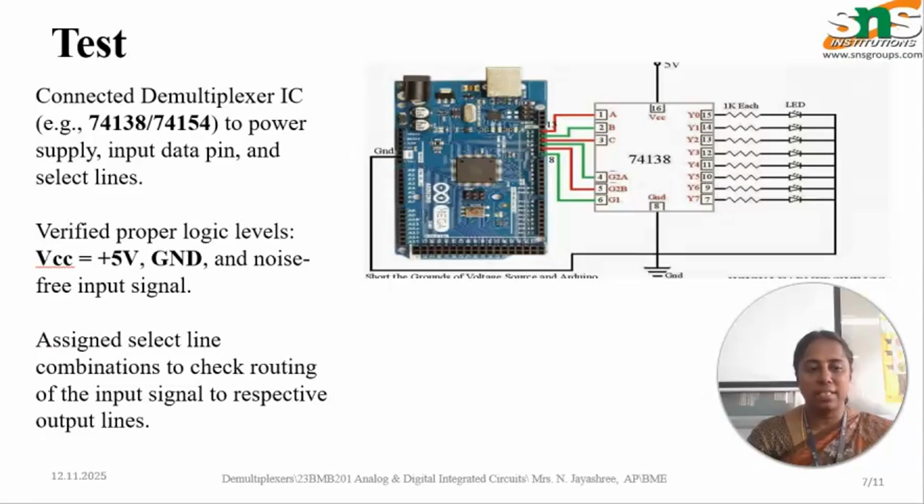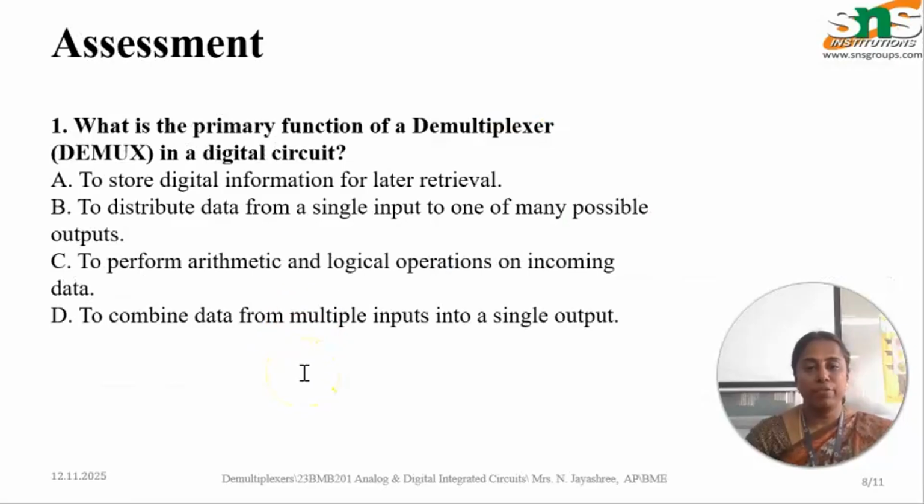So next let us see the assessment. What is the primary function of the demultiplexer in a digital circuit? There are 4 options. Number 1, to store digital information for later retrieval; to distribute data from a single input to one of many possible outputs; to perform arithmetic and logical operations on incoming data; to combine data from multiple inputs into a single output. So the answer is option B: to distribute data from the single input to one of the many possible outputs.